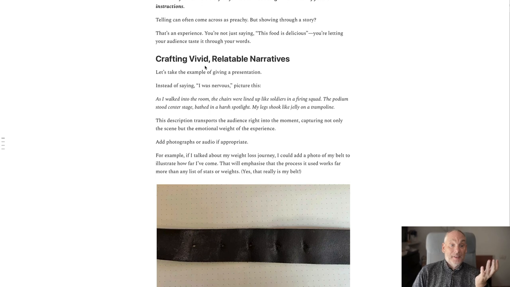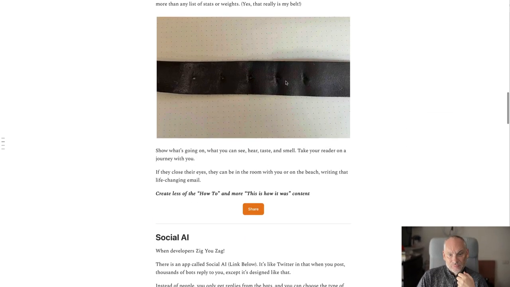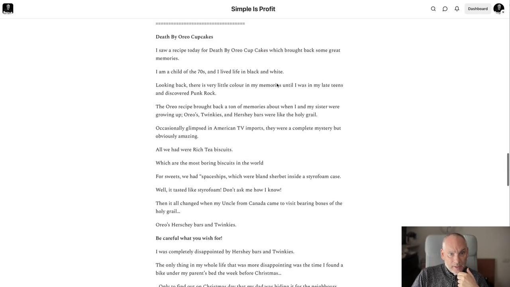It's about, as it says here, crafting vivid, relatable narratives. Now, this image here, it's a belt and it's got lots of notches that are all used up. This is not just a belt. It could be a weight loss story. It shows exactly the process rather than saying, hey, look, I lost a load of weight by doing this. You show them the results. This is the result of basically walking every day and doing intermittent fasting and not eating between 8 o'clock at night and 1 p.m.